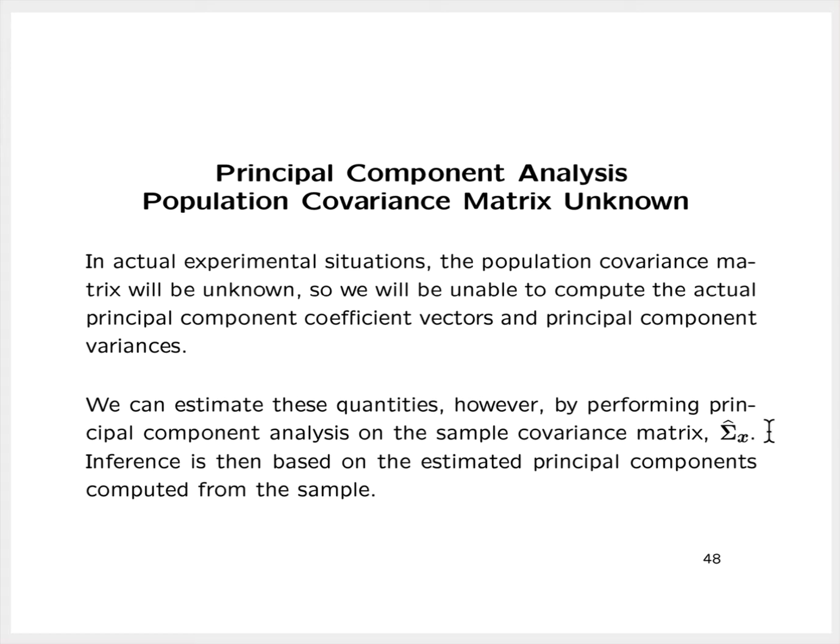So we don't know the true population covariance matrix, but if we have a random sample from the population, then we can use that data to estimate the population covariance matrix and then use the estimated covariance matrix in our analysis. And it's from that estimated covariance matrix that we get our estimates of the principal components and of their variances. So in general, statistical inference is based on the estimated principal components computed from the sample.